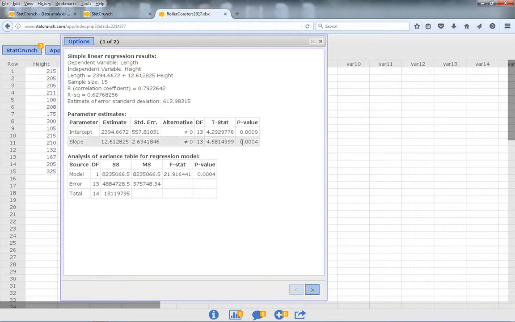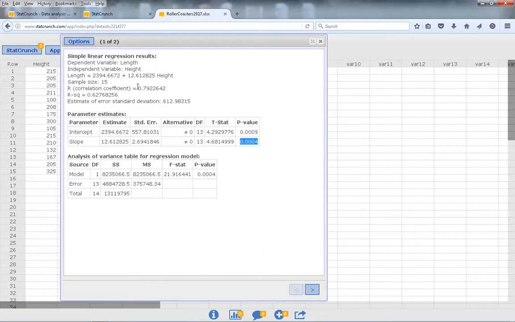So the idea is there is overwhelming evidence that we should reject the null, and then we would conclude in summary, at a 5% level of significance, there is significant evidence that the height of the coaster is linearly related to the length of the coaster. Okay.